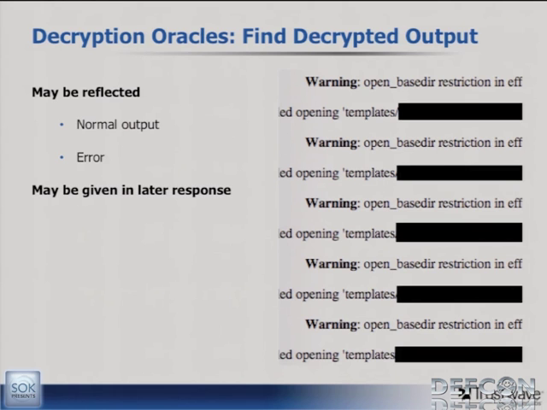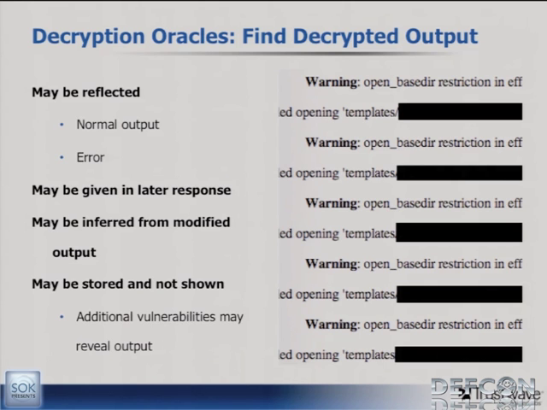So it might be given a later response. Your data might be processed and then put somewhere where it's not going to be given back to you immediately. You need to find it somewhere else. It might be inferred from modified output. So maybe based on what the plain text is, you are getting different things. It might be stored and not shown. Encrypted data is often written to files or into databases.